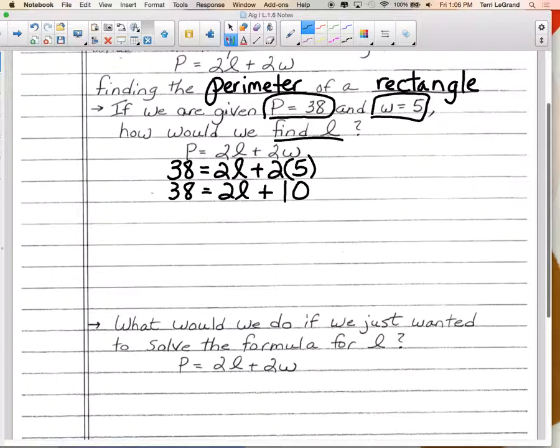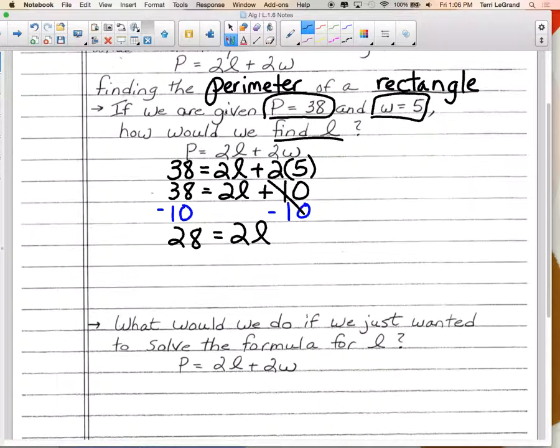Actually solve it? Yes. So what would we do first here? Subtract what from both sides? Okay, I thought that's what you were saying, but just making sure. So we would subtract 10 from both sides. You didn't even have to think about that. We need to get the L's alone. That's our goal. So we have to get rid of the 10 first. So we now have 28 equal to 2L, right? We got rid of the 10.